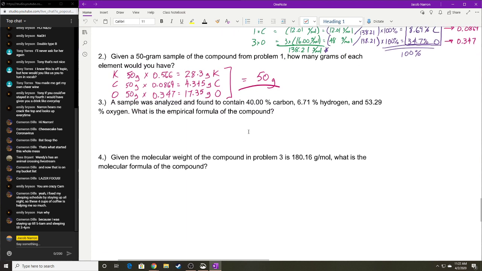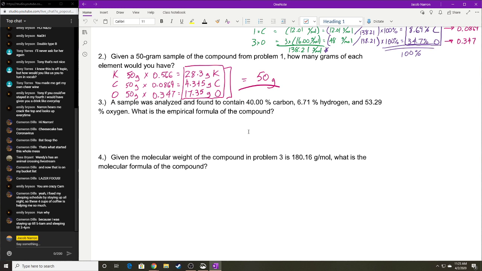All right, let's take a look at number 3. Our answer, by the way, it's right here. That's how many grams of each element we would have. Laser focus, guys. Number 3. A sample was analyzed and found to contain 40% carbon, 6.71% hydrogen, and 53.29% oxygen. What is the empirical formula?